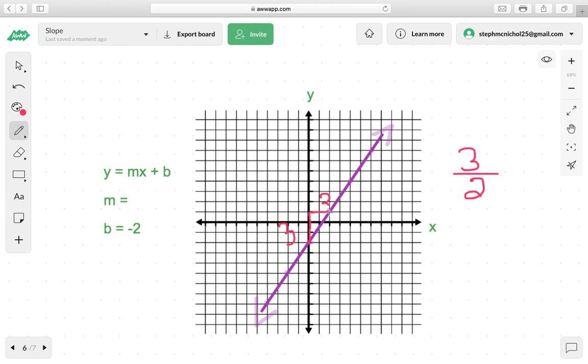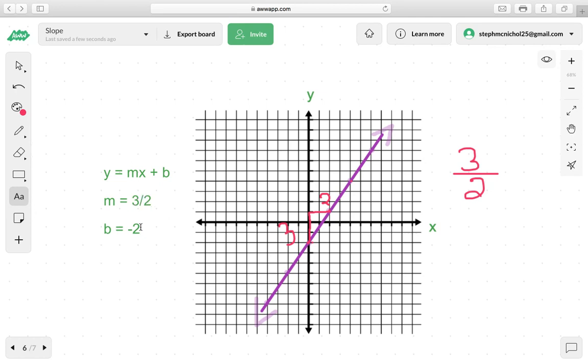Let's check it to make sure I'm right. Let's go to this point right here, right? And then a good point is when it exactly crosses the grid. So I'm going to go 1, 2, 3, and 1, 2. Perfect. So I'm going to write that in. So my slope is 3 over 2.